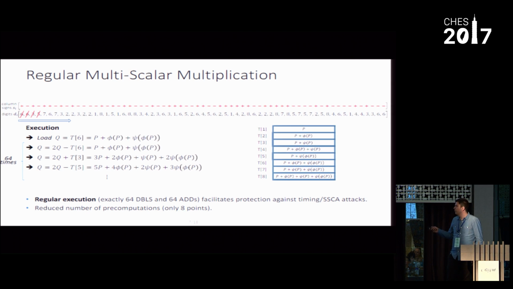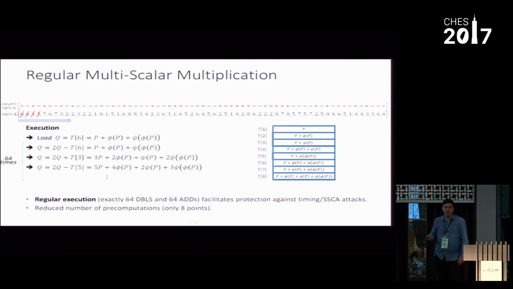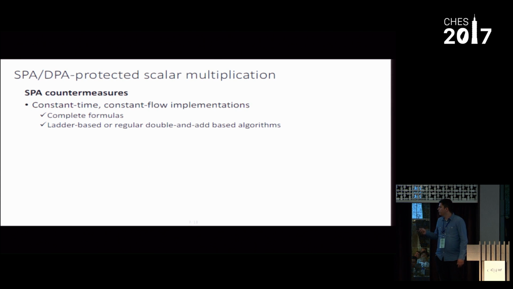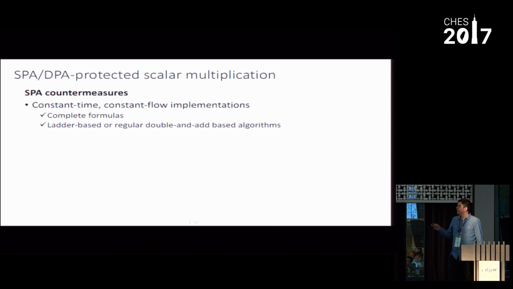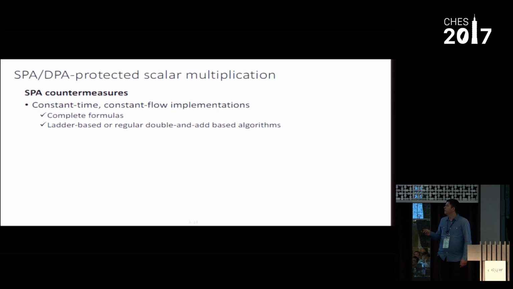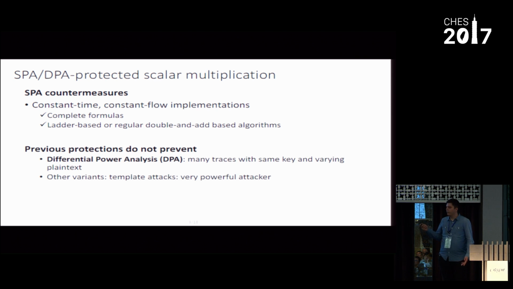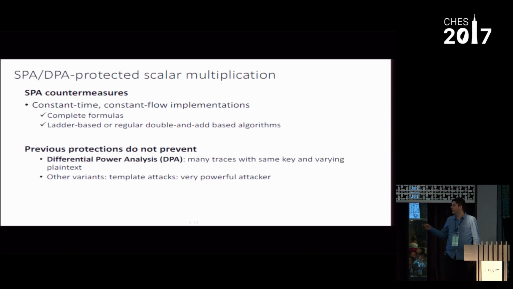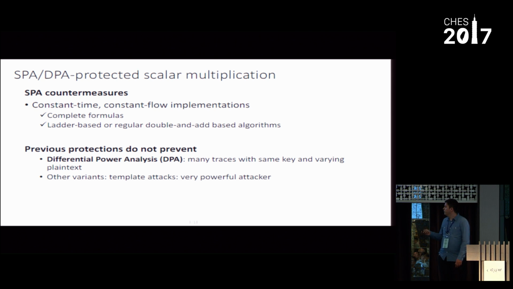Also, as I mentioned, we have a smaller table to use when multiplying the scalars. And I mentioned how to protect against simple power analysis. We have complete formulas due to the twisted Edwards model, and then we have a regular double-and-add algorithm, as I showed before. So this is okay. Now we need to talk about more powerful attacks like differential power analysis, and countermeasures.